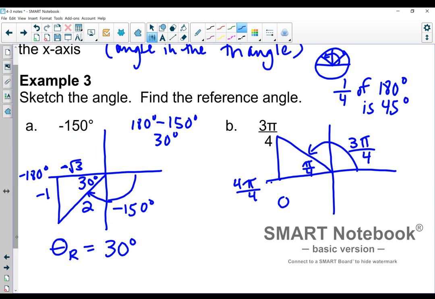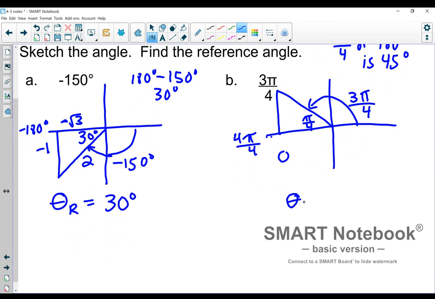Theta r, this, I'm telling you, sometimes the screen snaps back up and I have no idea why.